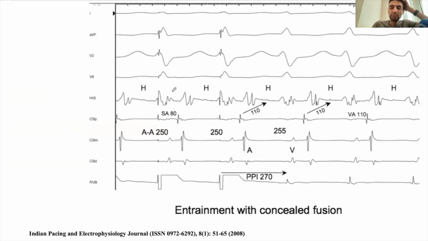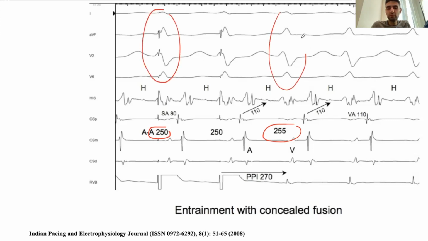So one more example. Your V pacing here is at 250 milliseconds, and the tachycardia cycle length is around 255. So you're pacing slightly faster. Your QRS morphology is identical to your tachycardia QRS morphology. But since you accelerated the A, you know that you captured the V.